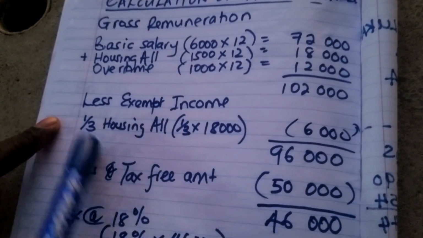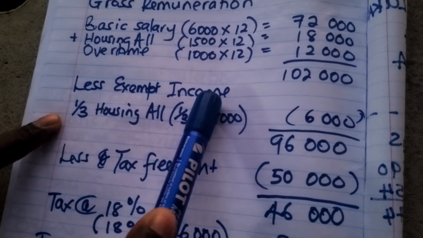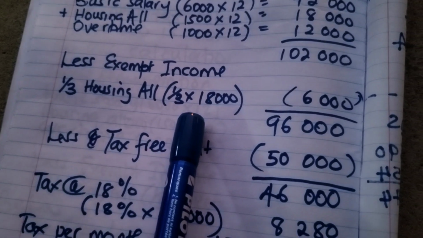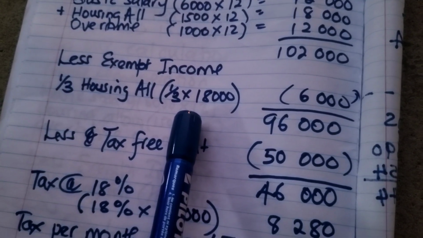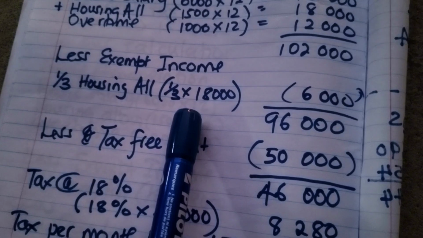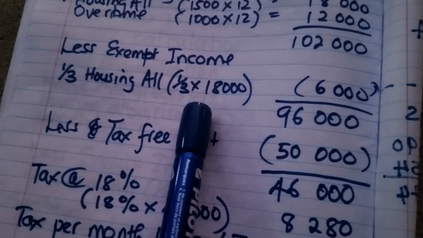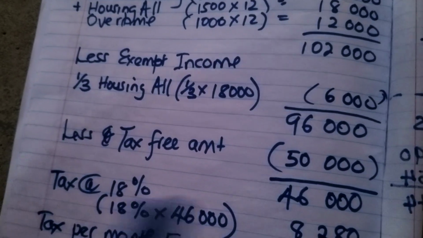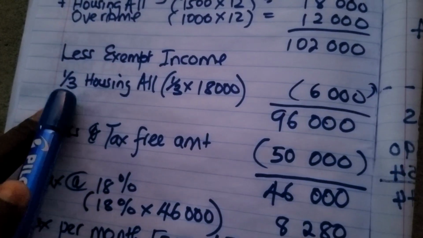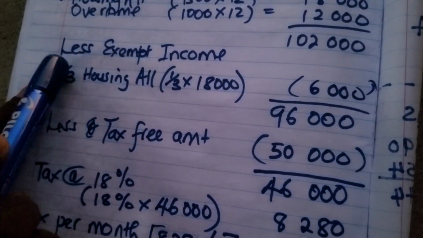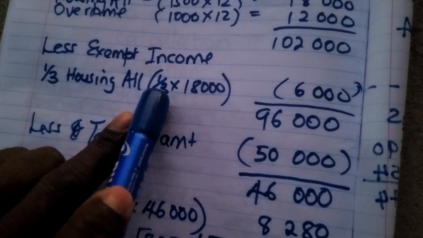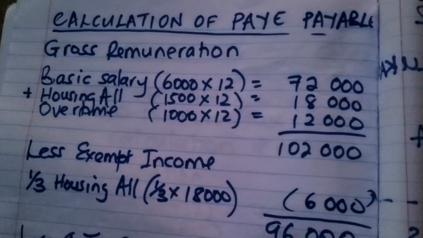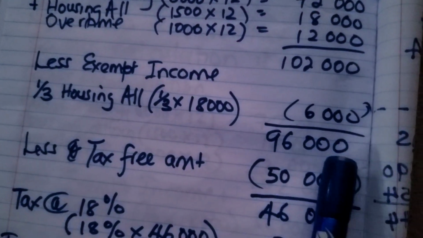Then we subtract what is called exempt income. Exempt income is that part of your income which is not subject to tax. If you have got pension at your employment, pension is not taxable, so it will also be removed. But in our case, this Comrade Petrus has only housing allowance. So we remove 1/3 of the housing allowance, which is 1/3 of 18,000, we get 6,000. We subtract that 6,000, we get 96,000.